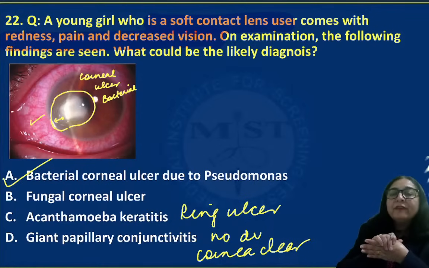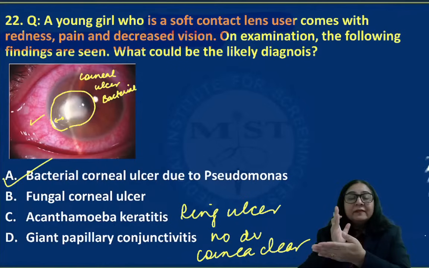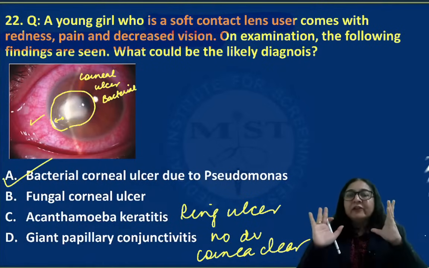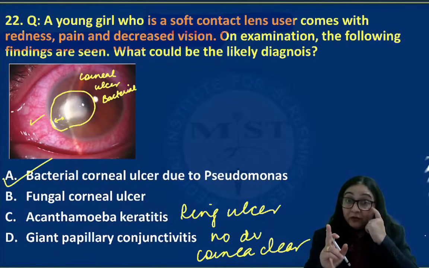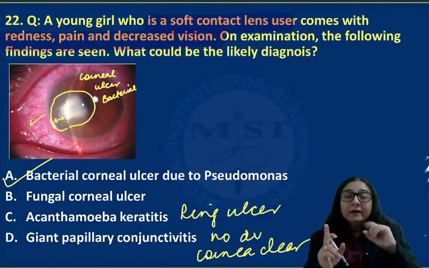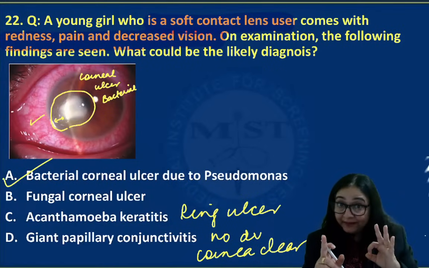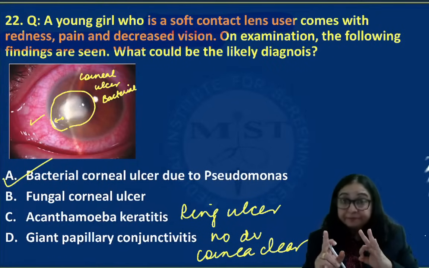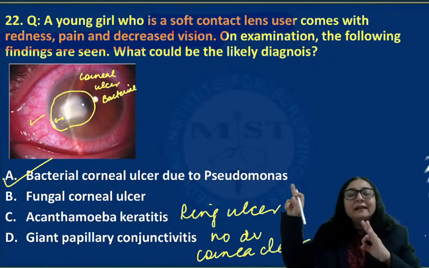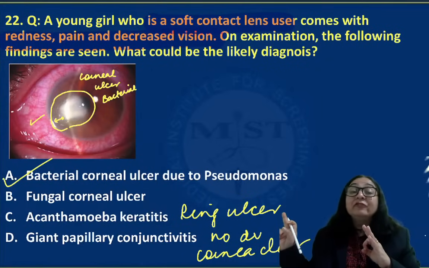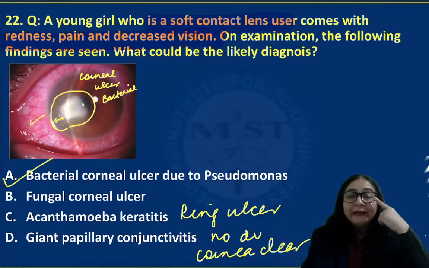So why does this question cause confusion? Sometimes the confusion occurs, bache. Sometimes we say, oh, contact lens user, it has to be acanthamoeba. But pseudomonas is the most common cause of infective corneal ulcer in contact lens users, beta. Pseudomonas is the most common cause. Then here, the clinical appearance of the ulcer is not like the ring ulcer which you see in acanthamoeba. It is the bacterial ulcer.